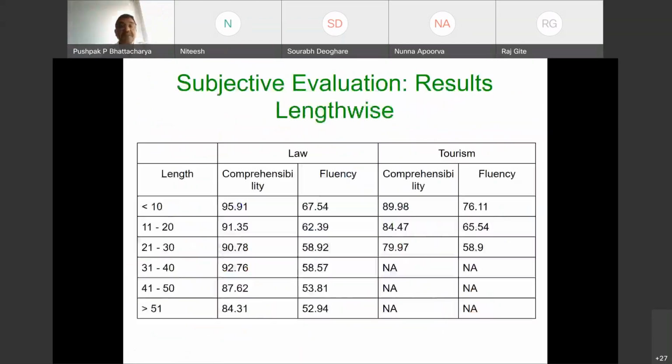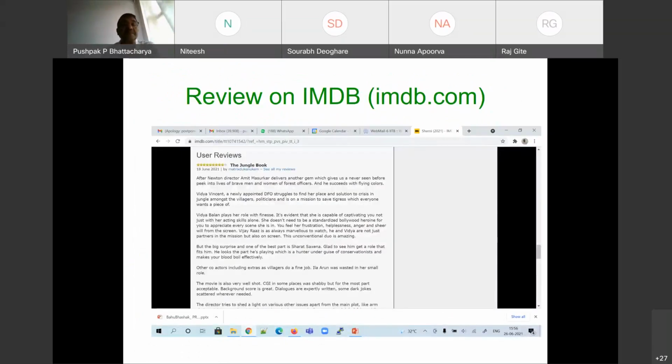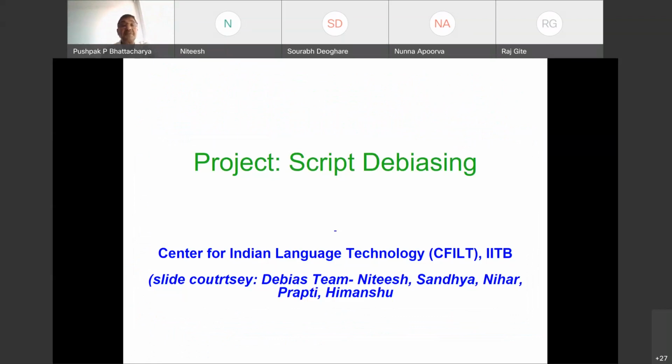Okay. So this is another situation where you get user reviews on e-commerce companies or movies, services, and so on. So the third situation for us is the project on script debiasing. We are working with Accenture for this problem, and the goal is to find out if a movie script or drama script or a play has any kind of bias in it. So these slides are from the debias team's work, which consists of Nitish, Sandhya, Nihar, Prapti, and Himanshu.